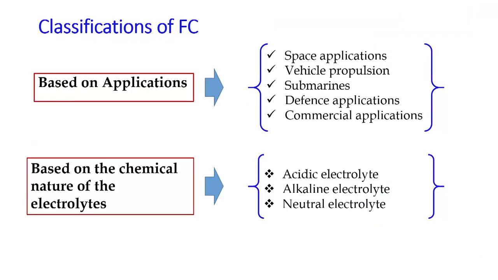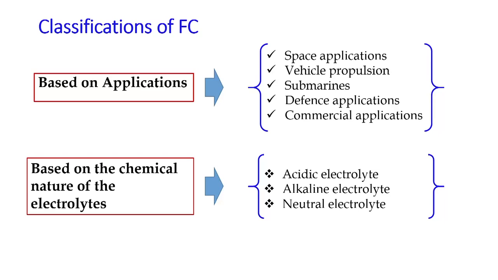We have two more categories of classifications. Based on the applications, we can apply fuel cells in space applications, vehicle propulsion, submarines, defense applications, and commercial applications. So here, we need to specify the kind of fuel to be used for a particular application. Say, for example, if we are talking about space application, then we have to provide 99.99 purity hydrogen. Okay? That too in liquid form.